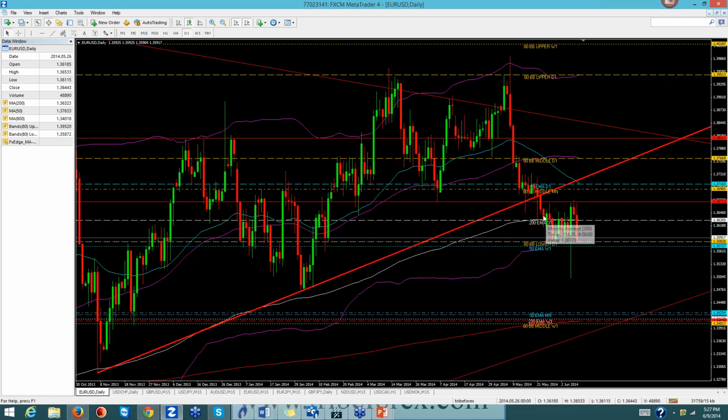So, like I said before, we've already had 12 bars inside of each other. At some point, the market's going to break out of this range. Okay, so keep that in mind.